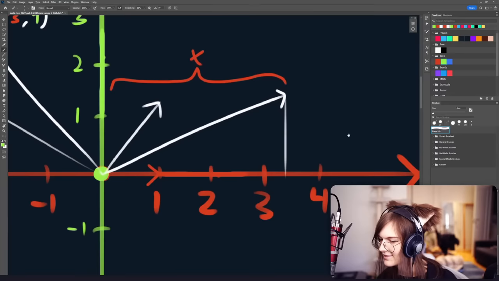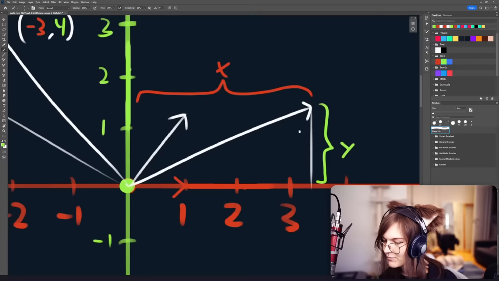And then we do the same thing for the y-axis. So we get the y-coordinate here by projecting it against the basis vector of the y-axis.